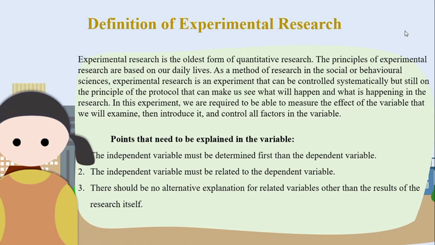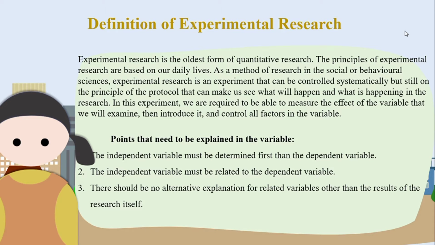Definition of experimental research. Experimental research is the oldest form of quantitative research. The principles of experimental research are based on our daily lives. As a method of research in the social or behavioral sciences, experimental research is an experiment that can be controlled systematically but still on the principle of the protocol that can make us see what will happen and what is happening in the research. In this experiment, we are required to be able to measure the effect of the variable that we will examine, then introduce it, and control all factors in the variable.